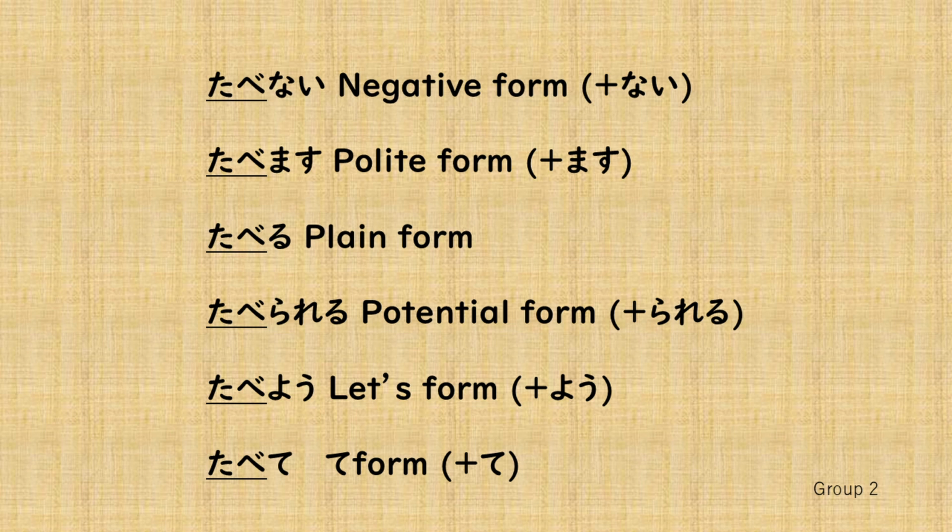Here is the conjugation of the verb 食べる. 食べない as a negative form plus ない. 食べます as a polite form plus ます. 食べる as a plain form. 食べられる as a potential form plus られる. 食べよう as a let's form plus よう. 食べて as a te form plus て.